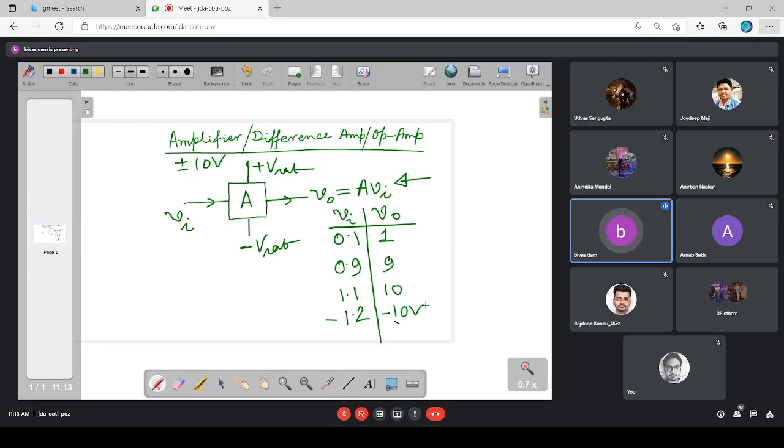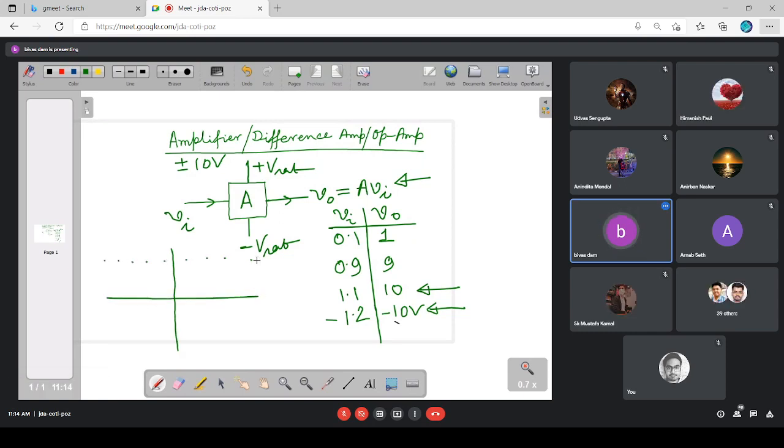So what I find is the output is getting saturated at plus 10 volt and at minus 10 volt. That's why those two DC voltage sources are most of the time termed as plus Vsat and minus Vsat levels. And this transfer characteristic I have probably explained. The output will be contained within these two levels, plus Vsat and minus Vsat. Here I am plotting Vi, here I am plotting V0.